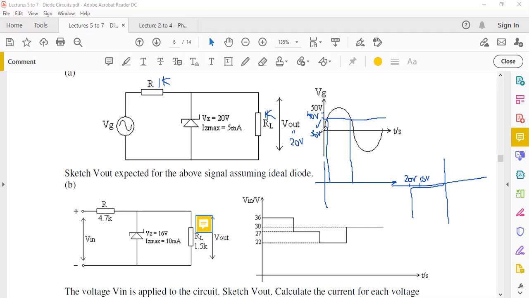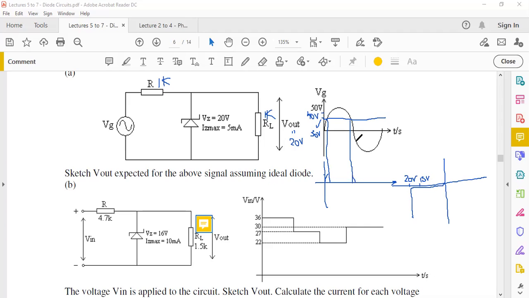As long as we are in the positive half cycle, but less than 40 volts, we're going to get half of it. So at 40, we're going to get 20. So this is the threshold here. So it's going to increase to 20 output. And in the same way on this side, we'll get 20.